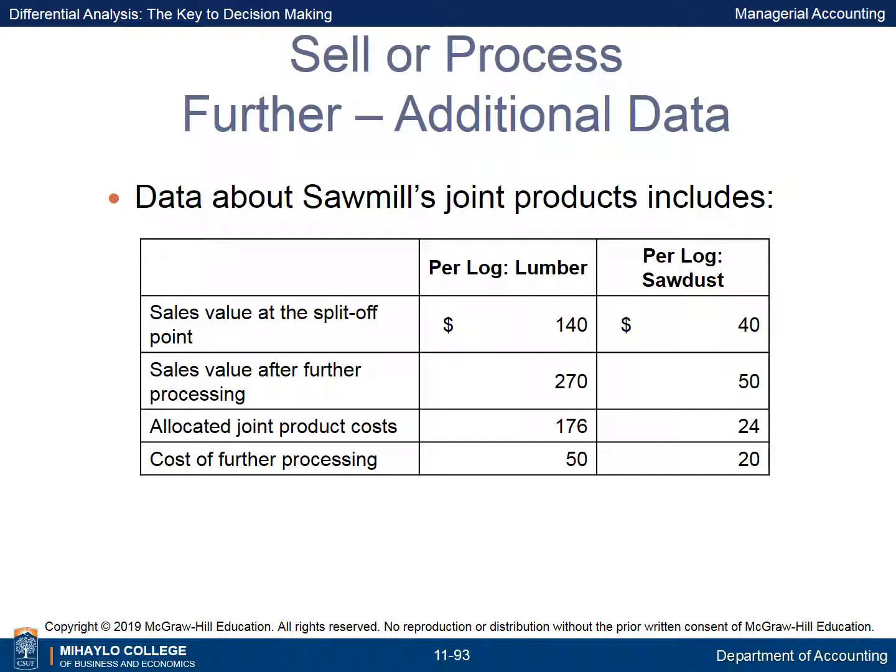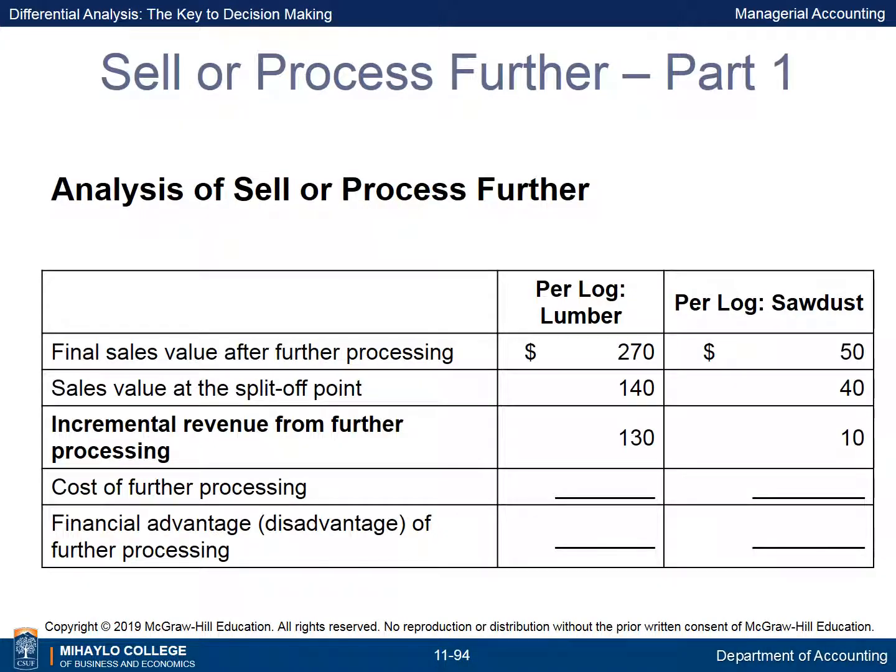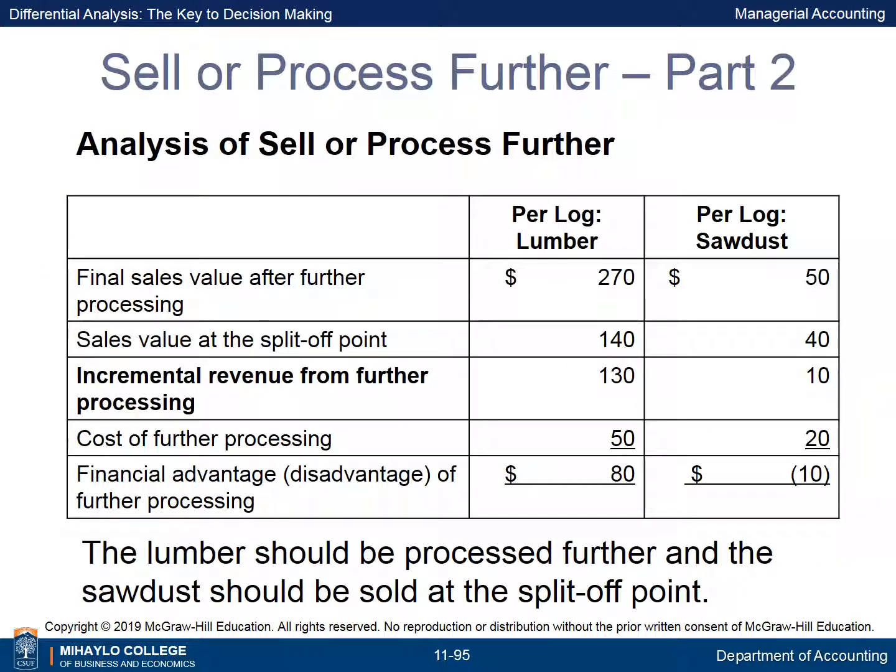Sawmill has 2 joint products, lumber and sawdust. Selected financial information is shown for each joint product. The incremental revenue from further processing is $130 for the lumber and $10 for the sawdust. The financial advantage of further processing the lumber is $80, and the financial disadvantage of further processing the sawdust is $10. The lumber should be processed further, and the sawdust should be sold at the split-off point.